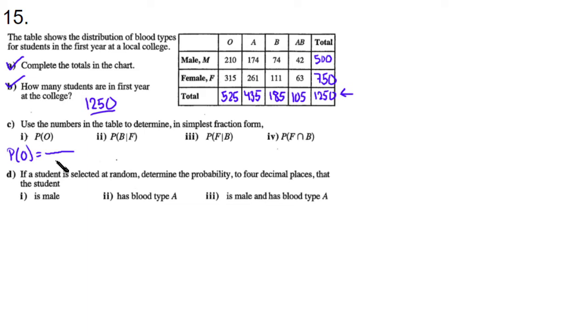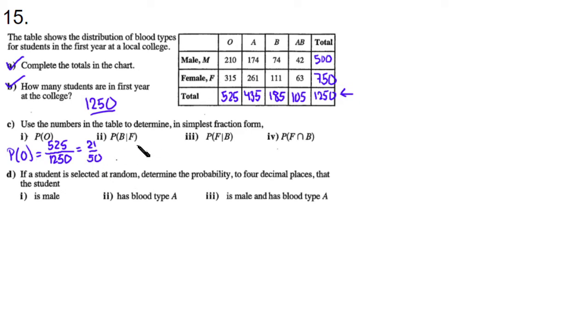So in this case here, the number of individuals with blood type O, that's our number of favorable outcomes, is 525. Divided by the total number of individuals, which is 1,250. Okay. They want us to leave it in fractional form, but we have to simplify. So in this case here, we can reduce this to 21 over 50. And that's in simplest fractional form.